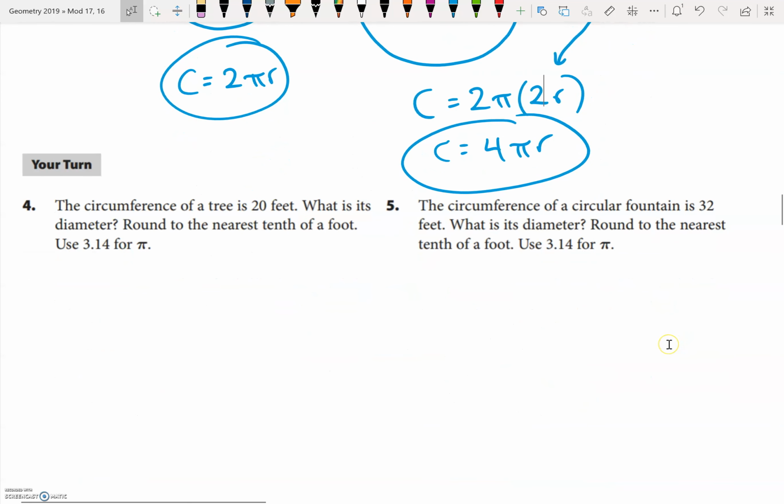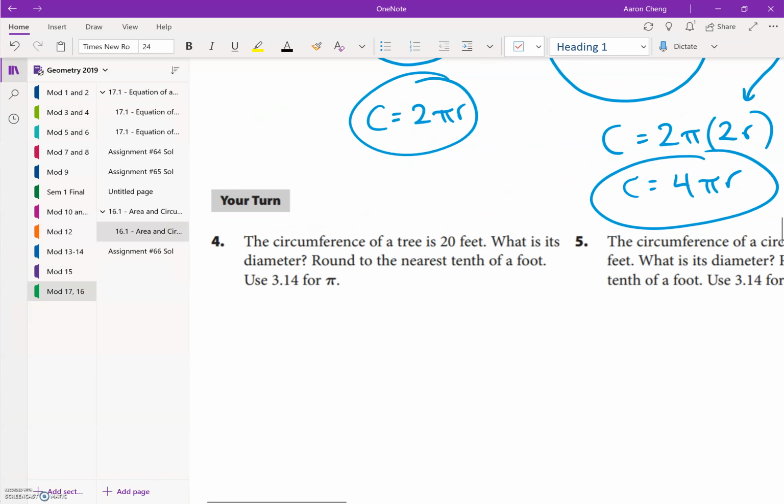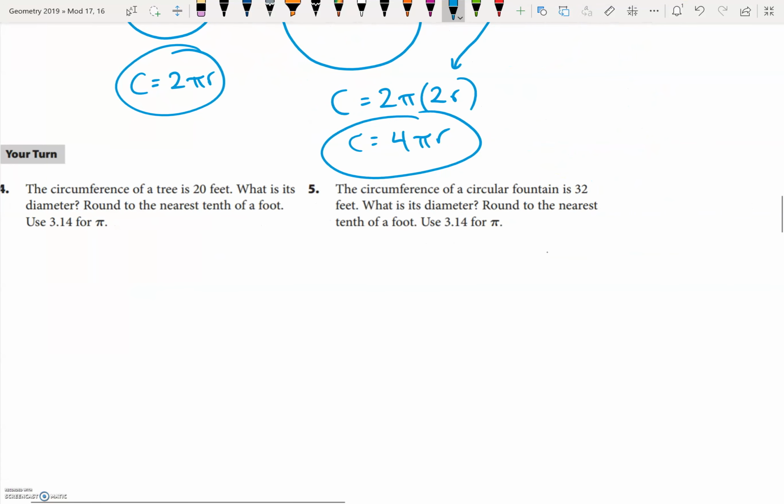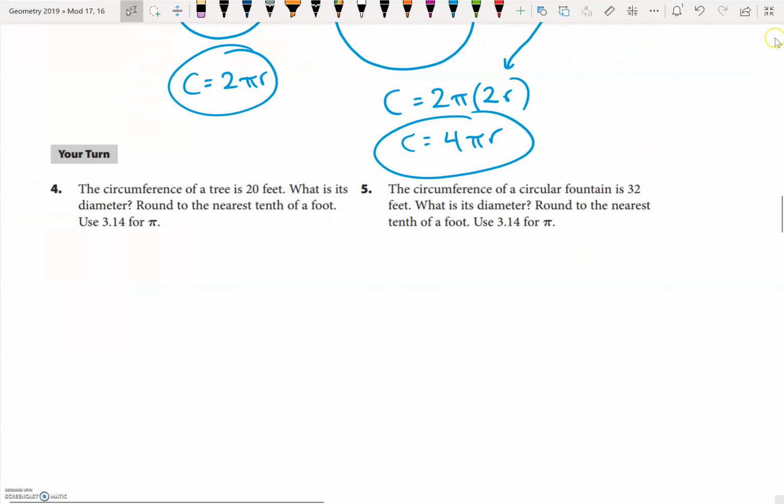And why don't you go ahead and do number 4 and 5. I'm going to pause right now to give you some time to do these two.